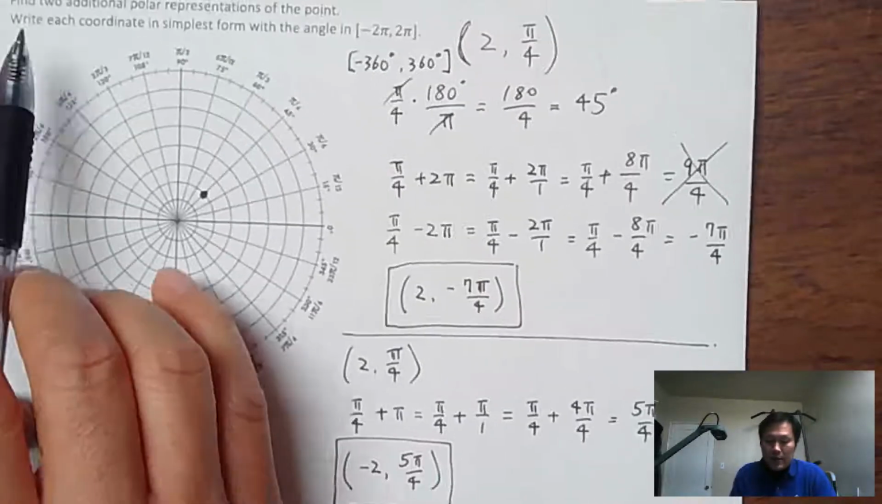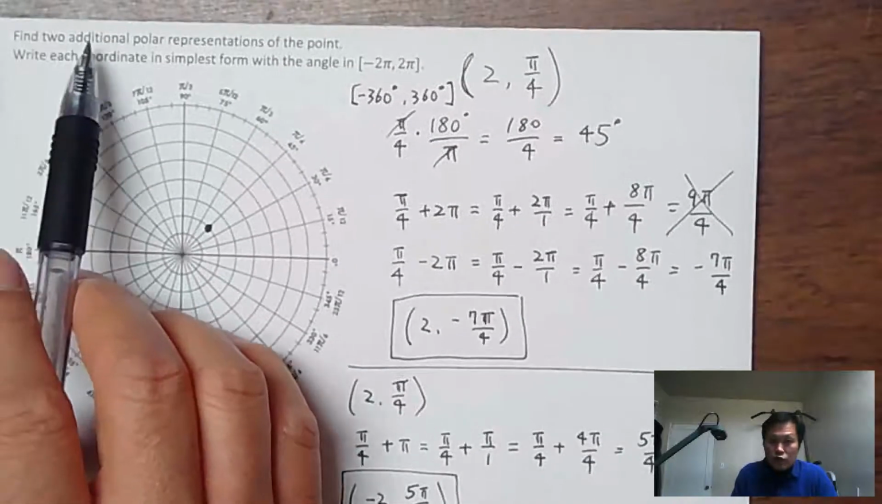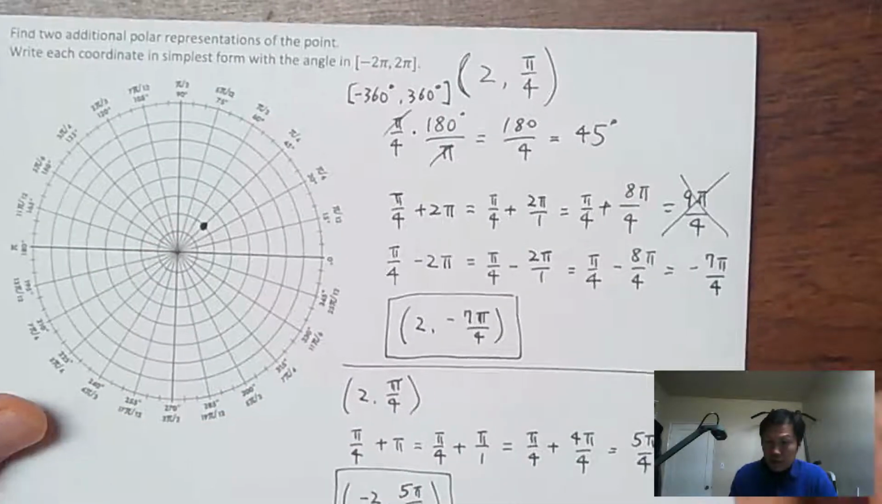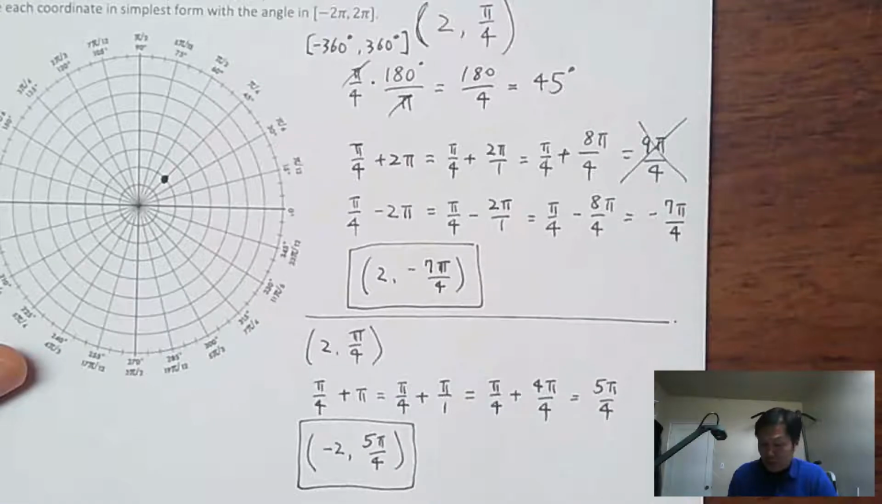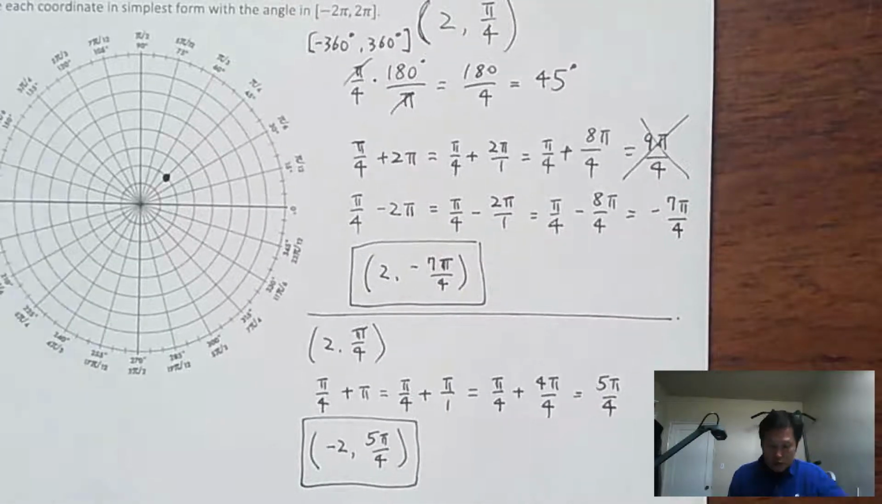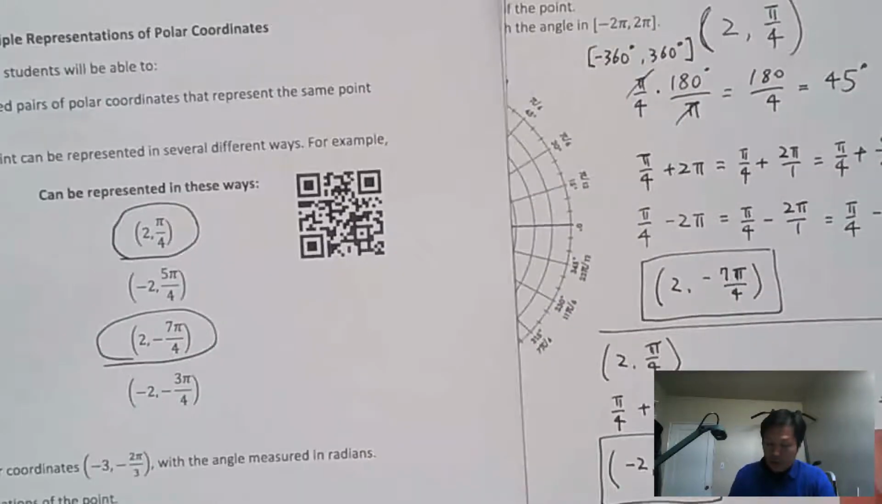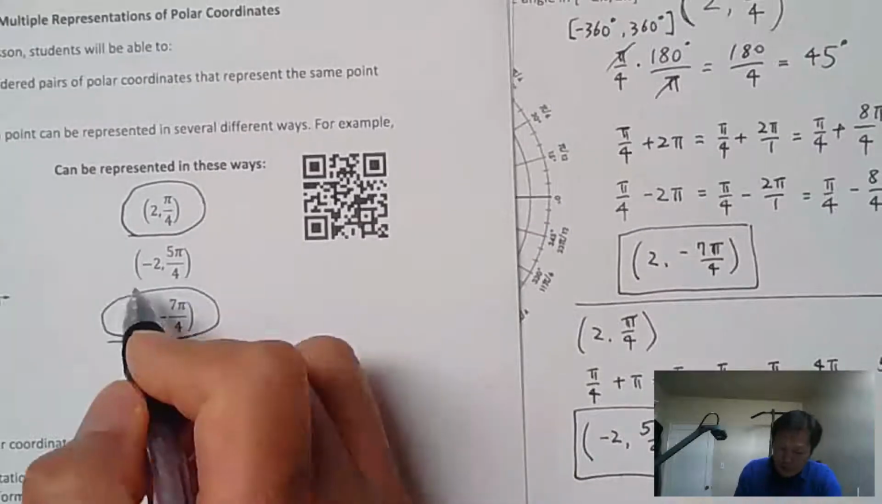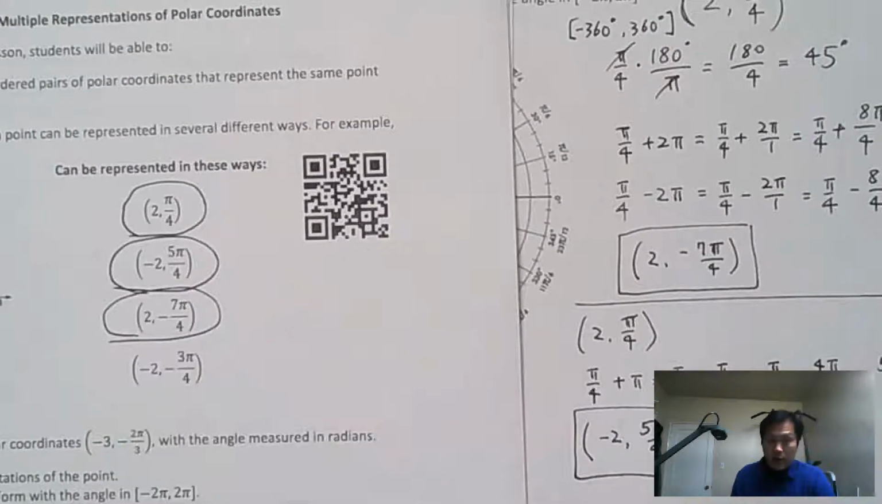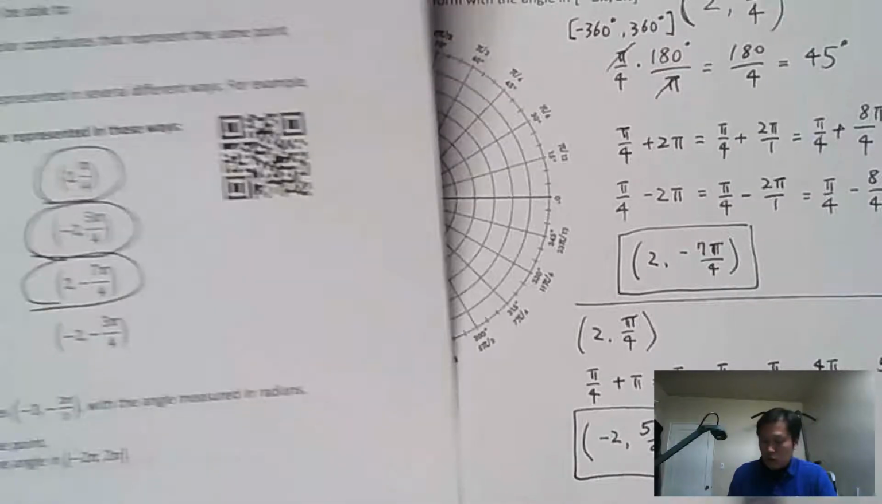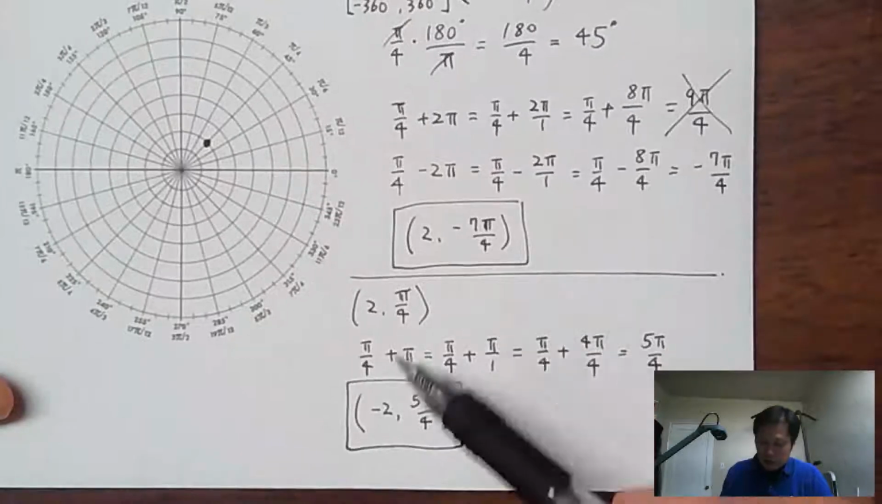So since we asked, find two additional polar representations of the point, if you look at it, you're done. 1 and 2. So when you look at the paper, we got minus 2, 5 pi fourths. That was the other representation we found. So if you get these two, you are done.